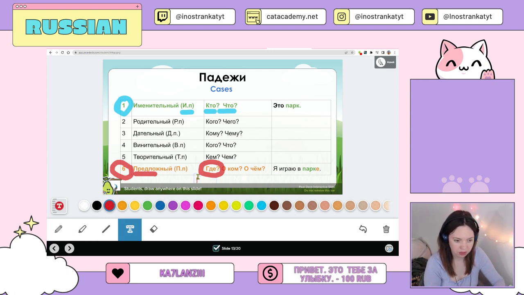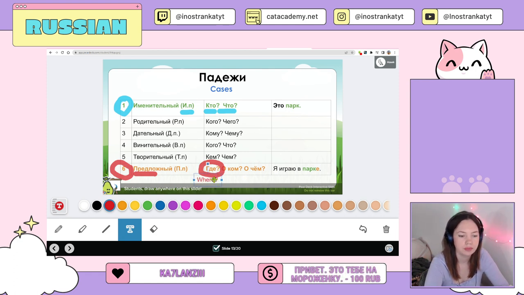Где? Where? Я играю в парке. Я играю, I'm playing. But where am I playing? Где я играю? Where am I playing? In the park. В парке. So в will be in, and парке will be our noun in the prepositional case.